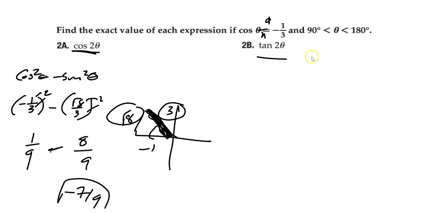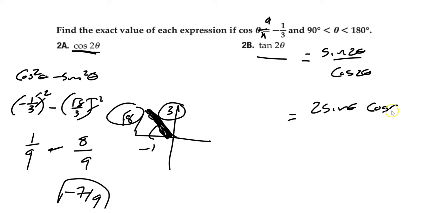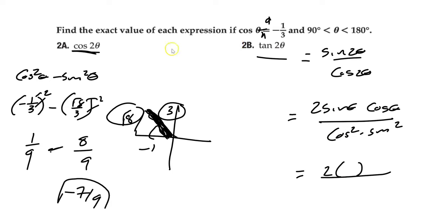Tan 2 theta. So again, if you use the tan formula, I forgot what the tan formula is. I know the sine formula, though. I'm just going to do the sine 2 theta over cosine 2 theta, because that I know. And that's going to be 2 sine theta cosine theta over cosine squared minus sine squared. Right, so 2 times sine. Sine is opposite over hypotenuse, rad 8 over 3. Cosine is negative 1 third. On the bottom, actually, no, it's already negative 7 ninths. We do that over here.